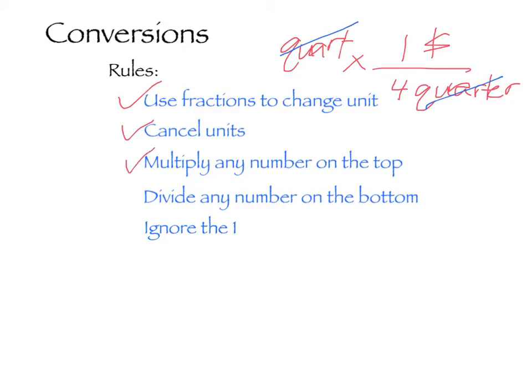The third rule is when we're done setting these up, we're going to multiply by all the numbers on the top, and then we also then divide by any number on the bottom. And the last rule is if you have ones in your fractions, you can ignore them. You won't have to enter them into your calculator.